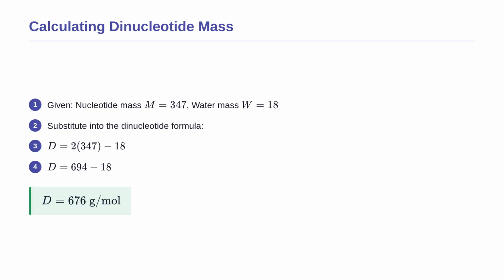Let us see this new formula in action by joining two of our previous adenosine monophosphate molecules. We know from our previous example that one molecule has a mass of 347 grams per mole. We multiply this by 2, giving us 694. Then we subtract the mass of one water molecule, which is 18. This gives us a final mass of 676 grams per mole. This physical value tells us exactly how heavy our new two-link polymer chain is, which is crucial for understanding how biological molecules are assembled in nature.